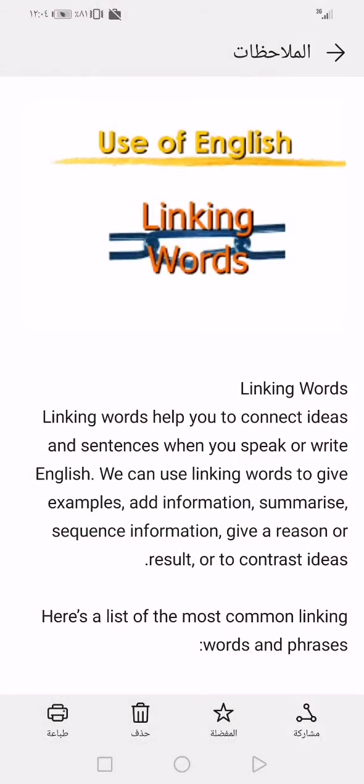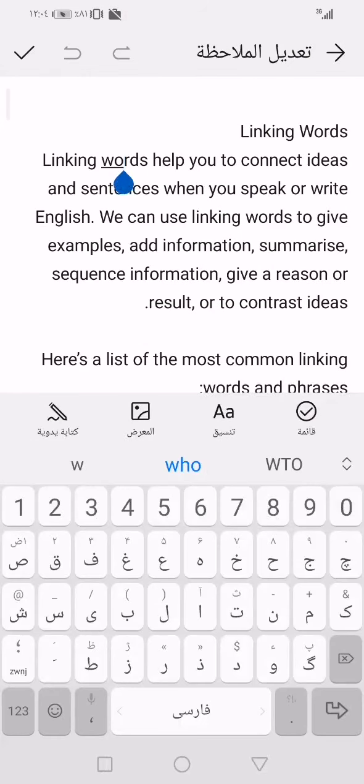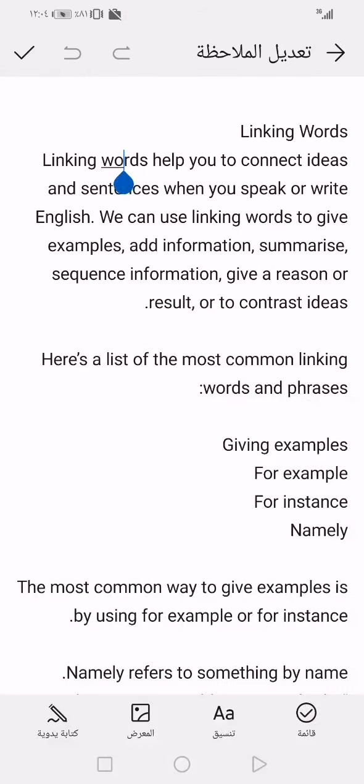Linking words. Linking words help you to connect ideas and sentences when you speak or write English.